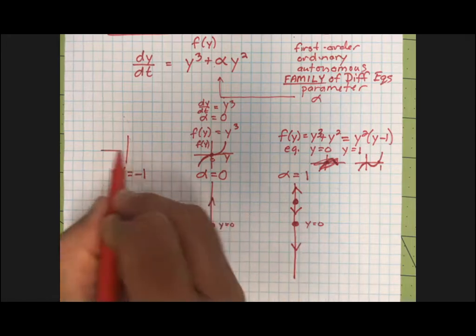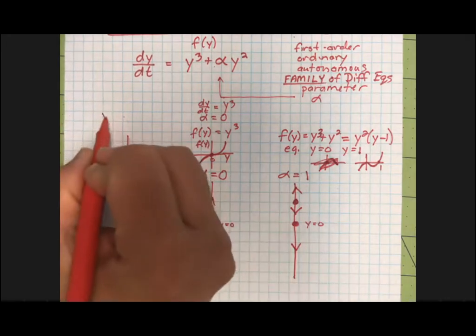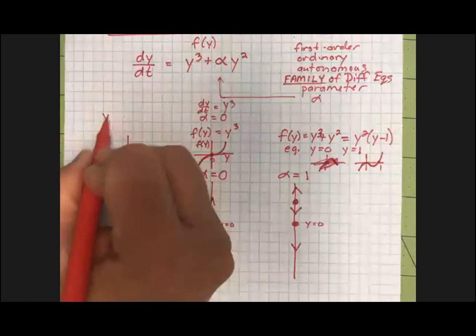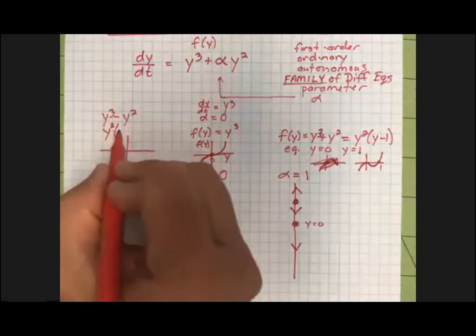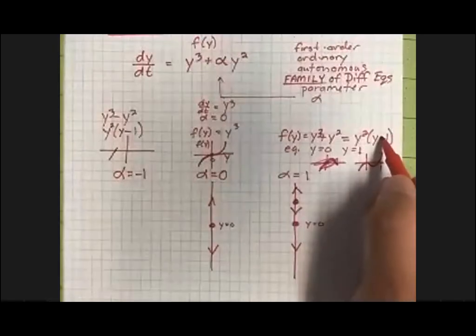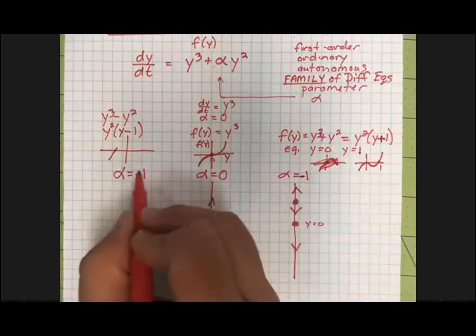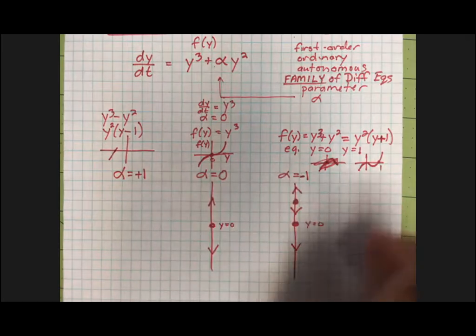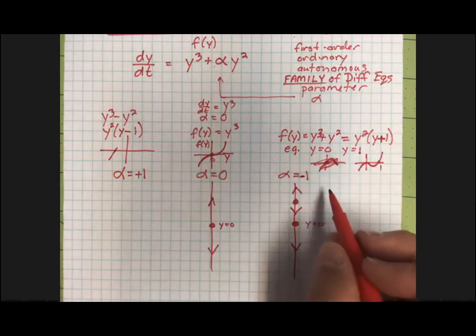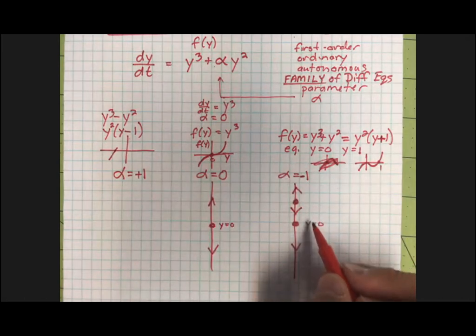Well, you play this game for a while, you get used to it. Then you're gonna say y cubed minus y squared. You're gonna say y squared times y minus one. You're gonna have crossing. Oh, sorry. I should have put a plus one there. This is actually the minus one, and this is the plus one right here. So I got those backwards, which is dangerous and unfortunate.